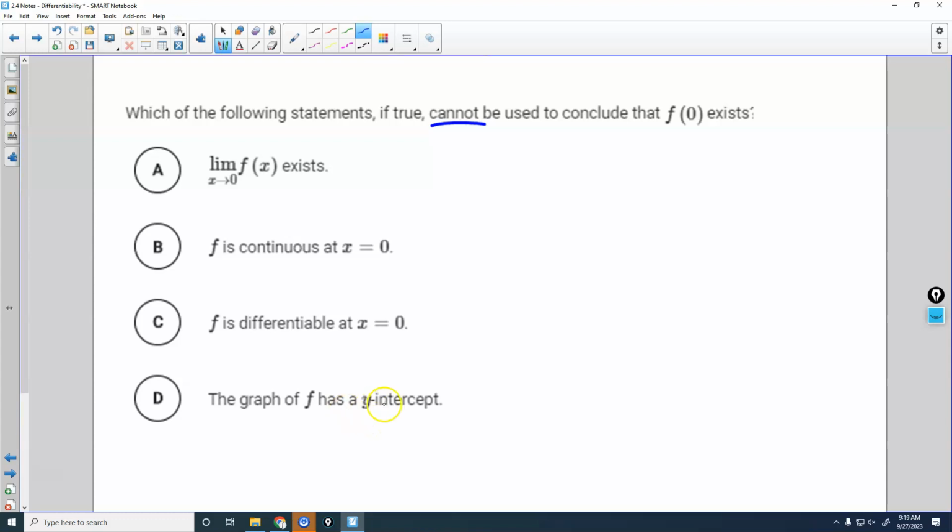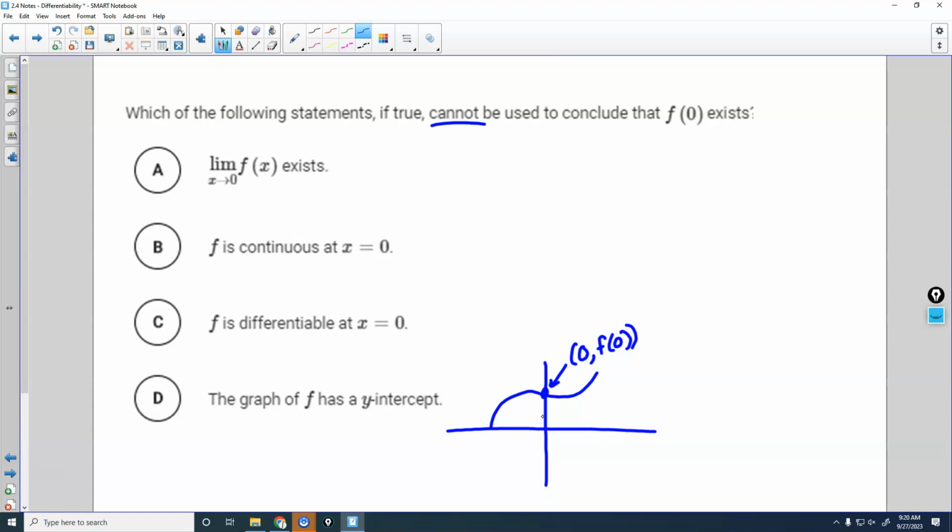What does it mean if the graph of f has a y-intercept? I'm thinking about my graph. It goes through the y. It hits the y-axis somewhere, right? What's the x-coordinate there? 0, right? So this is some point 0, f of 0. So if I have a y-intercept, then f of 0 has to exist, right? Because I've crossed the y-axis there. So this could be used to prove that f of 0 exists. It's not really a calculus idea, but it could be used.